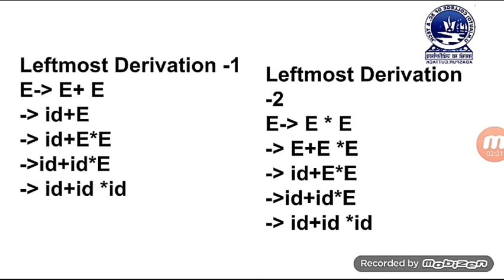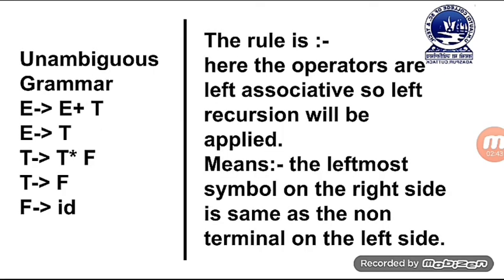In both cases, we are getting the input string ID plus ID into ID, but the way they are doing the operation differs. And it proves that this grammar is ambiguous. Now we will add some rules so that the grammar can be converted to unambiguous.